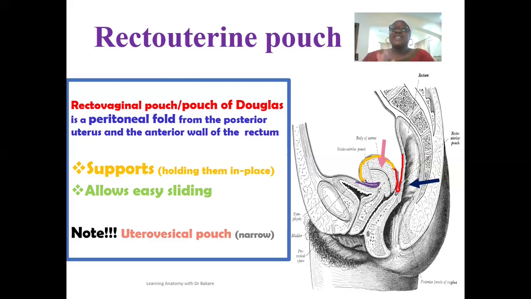So we can try to justify the differences in terms of how the rectouterine pouch and the uterovesical pouch are created. And if you break down the name rectouterine, as I've always said on this channel, recto means rectum and uterine means uterus. So it is a pouch or a recess created between the uterus anteriorly and the rectum posteriorly.